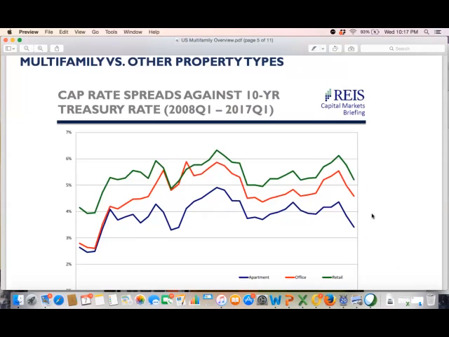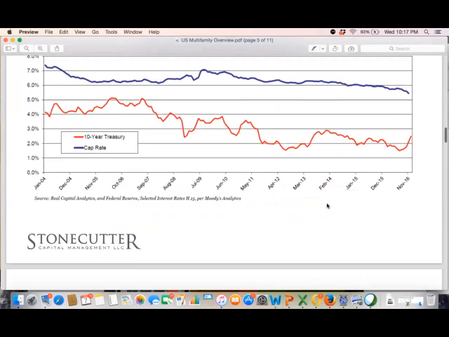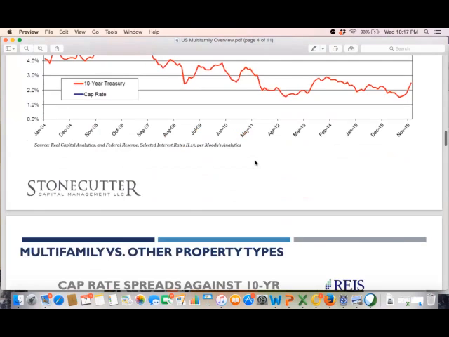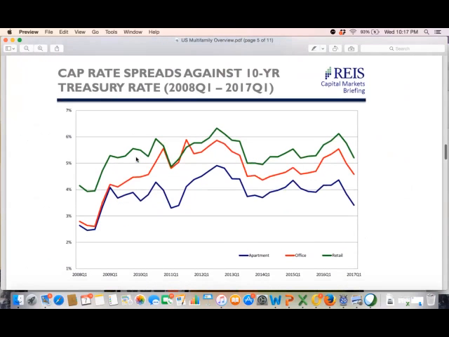And this is another way of looking at this previous slide. This is the spread between the 10-year Treasury and cap rates. This shows that spread, which is relatively constant, but it breaks out the spread by apartment, office, and retail. And it highlights that the spread to Treasuries for apartments is lower than office and retail. And it doesn't have industrial in there. Industrial is a little bit smaller asset class.